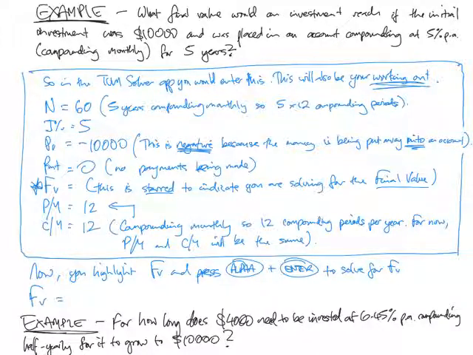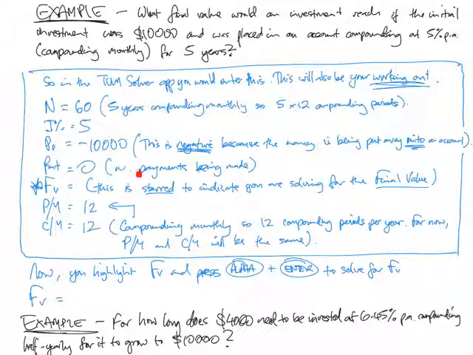PV. So this is the first consideration with the negative. We are putting $10,000 away. We're putting it into the bank, into a bank account. So it's not just going to be 10,000, it's going to be negative 10,000 because the money is being put away into an account.